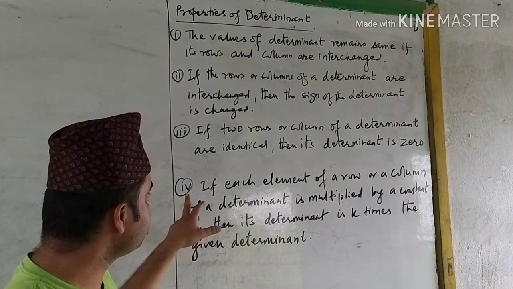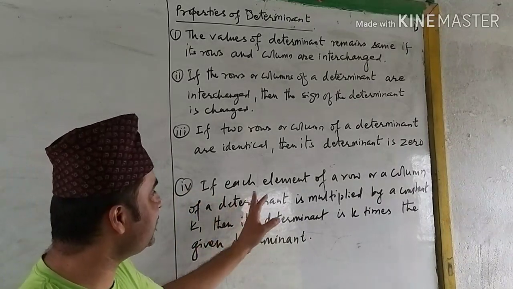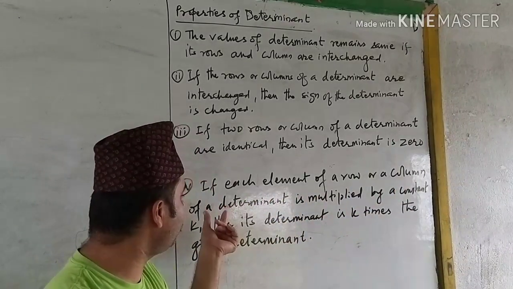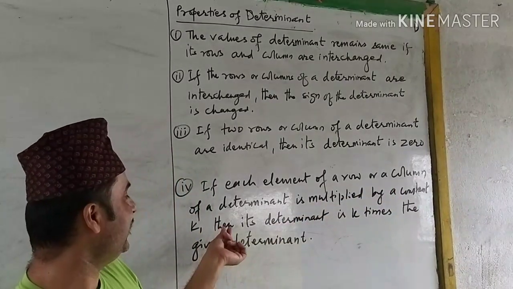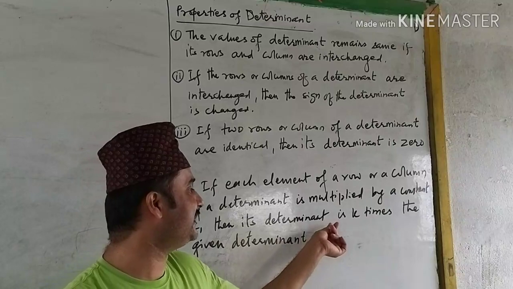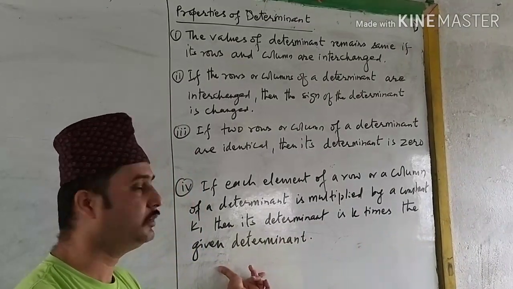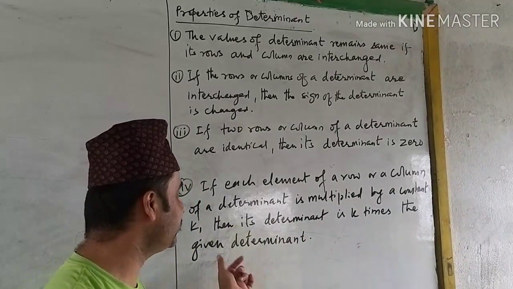Okay, we are now discussing the fourth property. If each element of a row or column of a determinant is multiplied by a constant k, then its determinant is k times the given determinant.